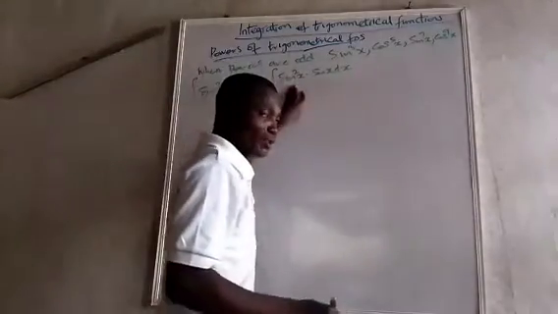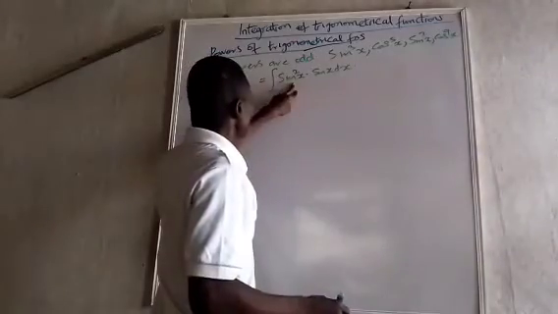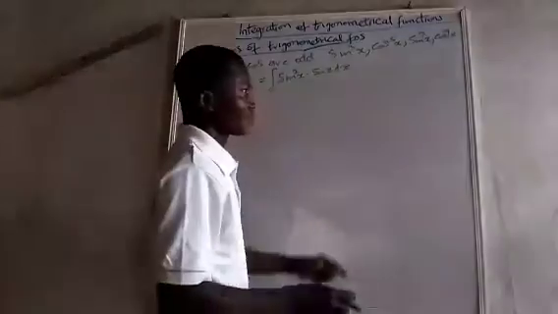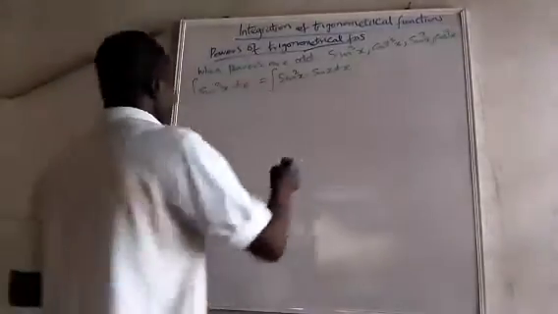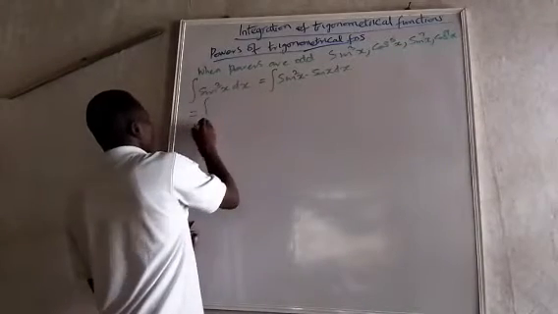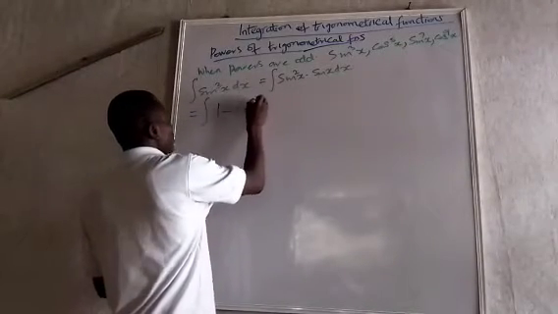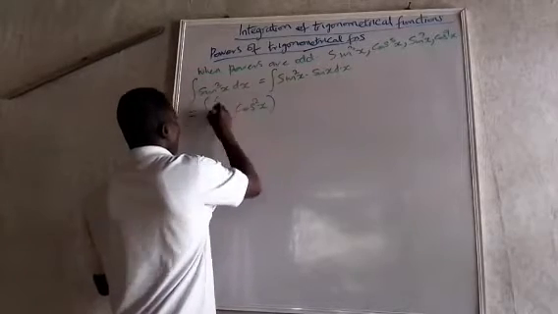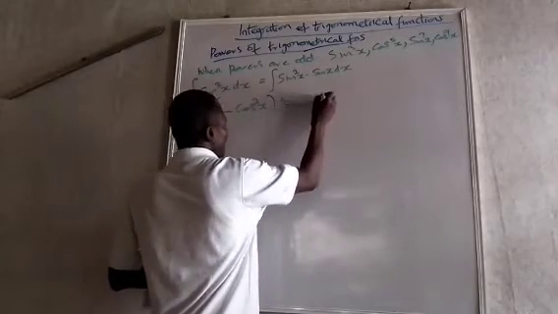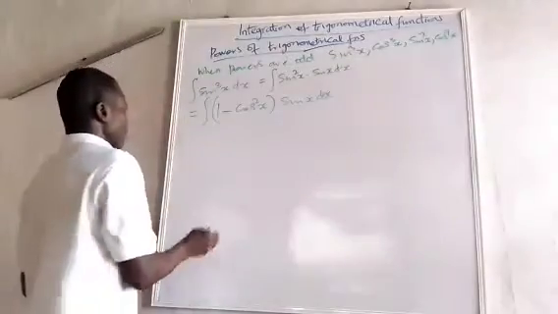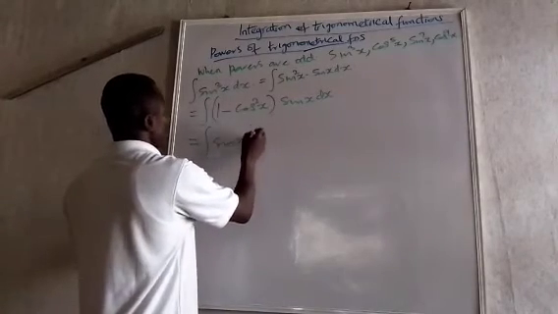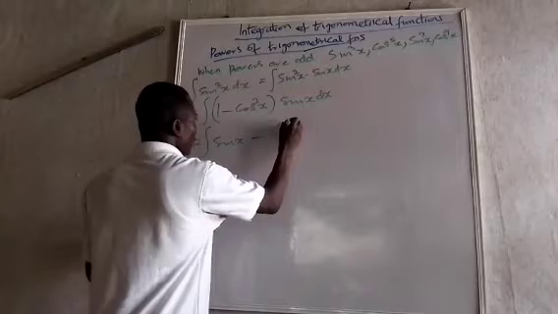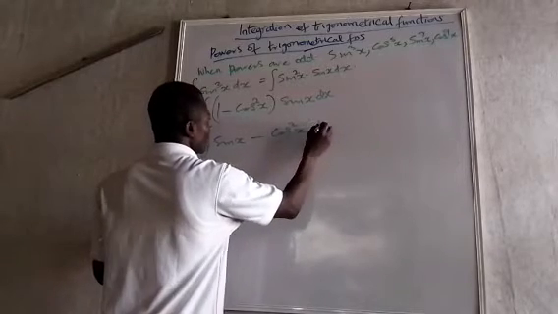Now, let's continue. So I just prepare your mind. We have established that this one is sine square x, so at the end of the day, this one is going to be (1 minus cos square x) sine x dx. Now see how funny it is now. Very interesting. So we are going to have sine x minus cos square x dx.